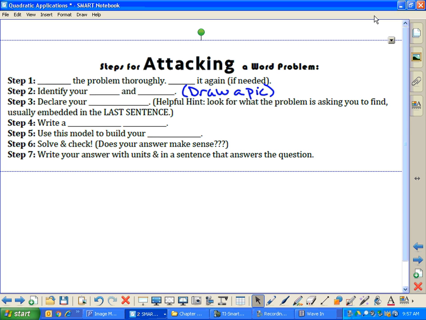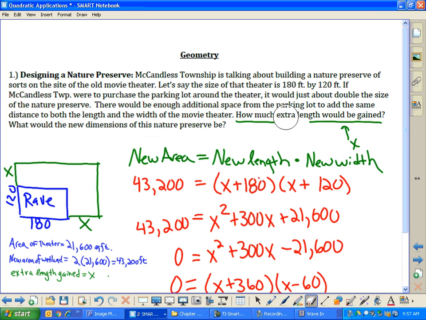All right, giddy up, let's do it. Ooh, forgot to erase it. Sorry.